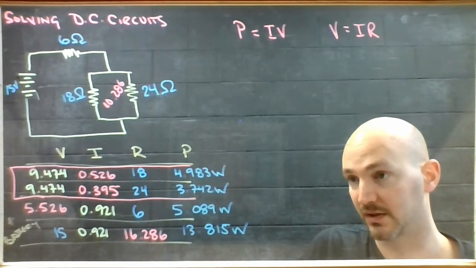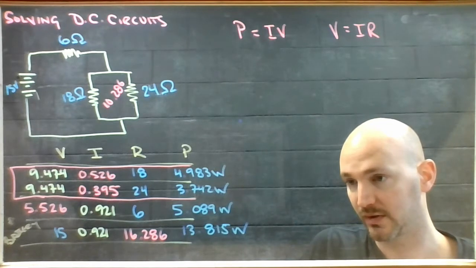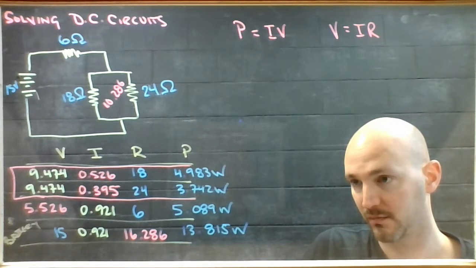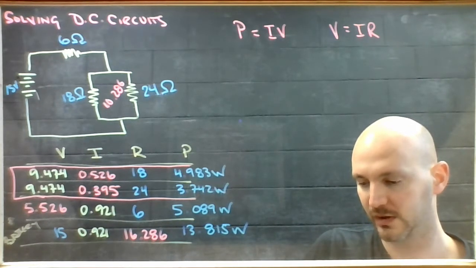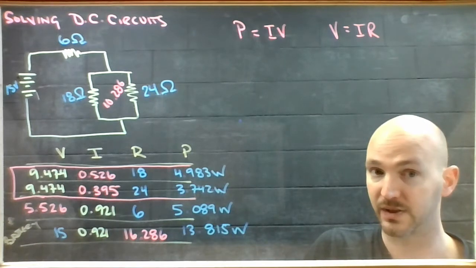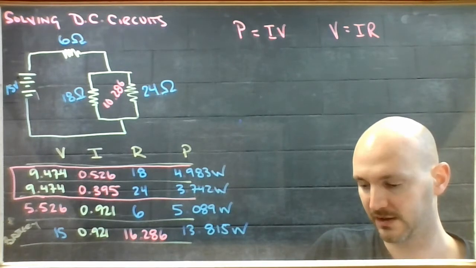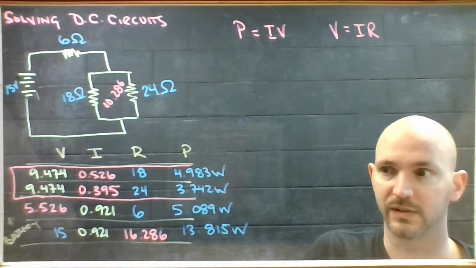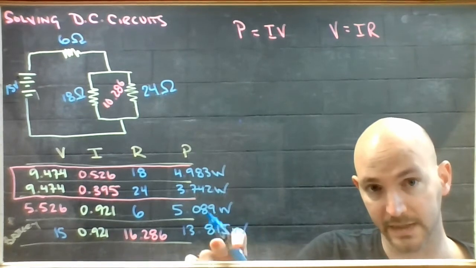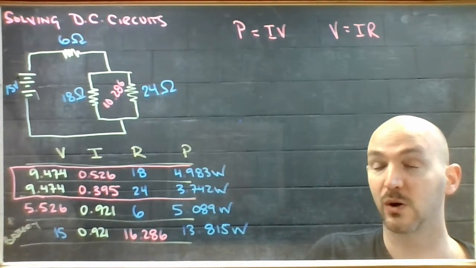So let's try 4.983 plus 3.742 is 8.725 plus 5.089 gives me 13.814. So with a rounding error, I'm getting this number back. So I've solved this circuit.